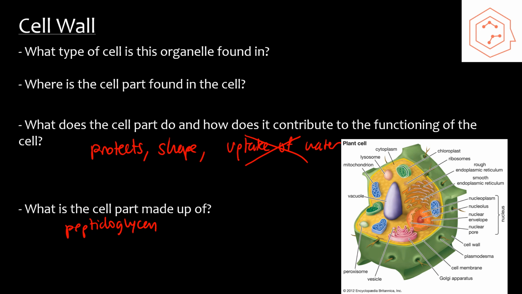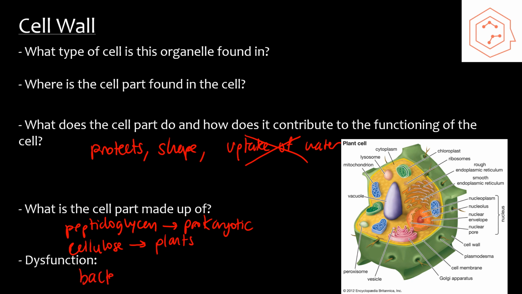The cell part is made up of peptidoglycan if it is prokaryotic. Peptidoglycan is a polymer of sugar and amino acids, and this is notably found in only prokaryotic cells. Plant cell walls are made up of cellulose, and cellulose is embedded in other polysaccharides and proteins. So this is specific to plants. A dysfunction leads to bacterial soft rot.